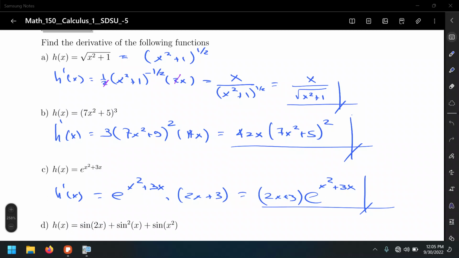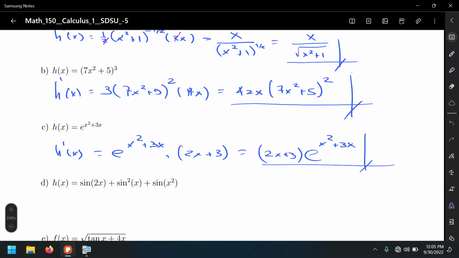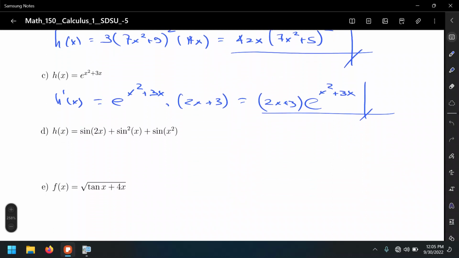So let's keep doing more derivatives in here. And this fourth example is asking us to differentiate sine of 2x, sine squared x, and sine of x squared. Notice they look somehow similar, but notice the subtle differences that we have in here.